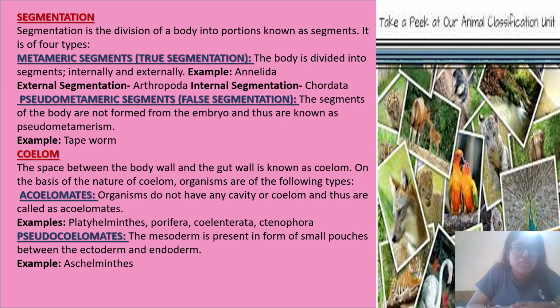Next is segmentation. Segmentation is a division of the body into portions known as segments. It is of two types. Metameric segments, that is true segments. The body is divided into segments internally and externally. Example: Annelida has external segmentation, arthropoda too, and internal segmentation, example Chordata. Pseudo-metameric segments or false segmentation.